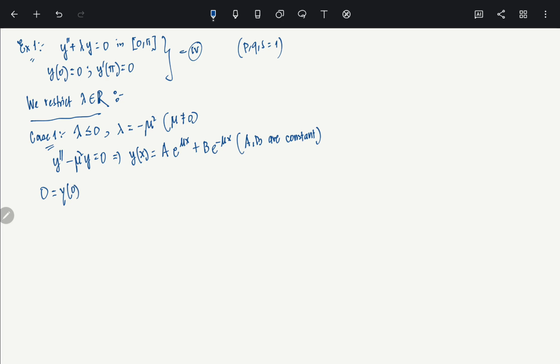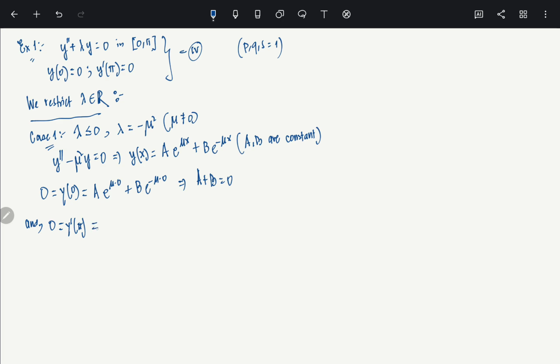So basically 0 is y(0), which is a times e^(mu times 0) plus b times e^(minus mu times 0). So essentially what are you getting from here? A plus b is going to be 0, right? And you also have this another condition, y prime of pi is 0.